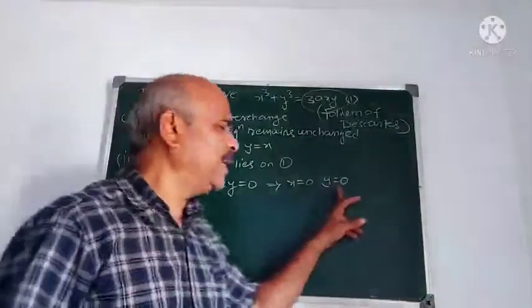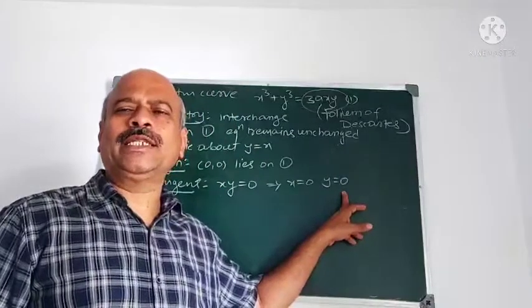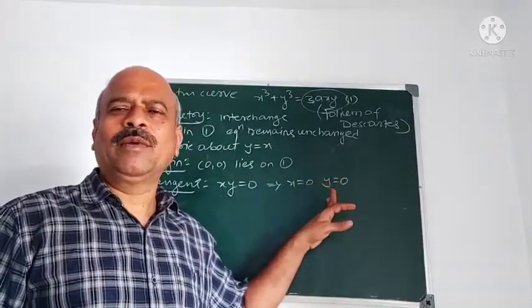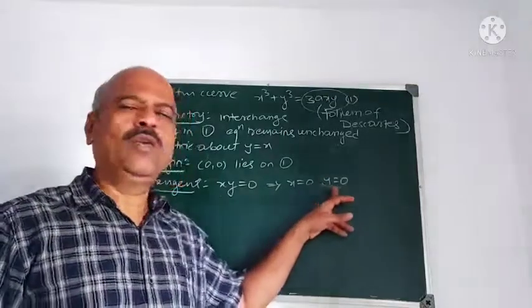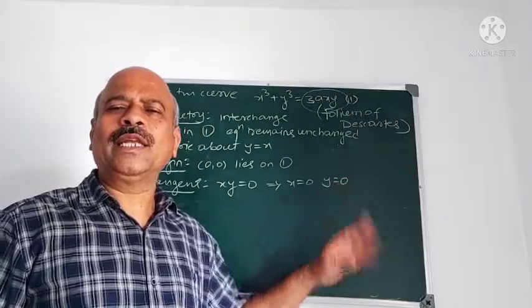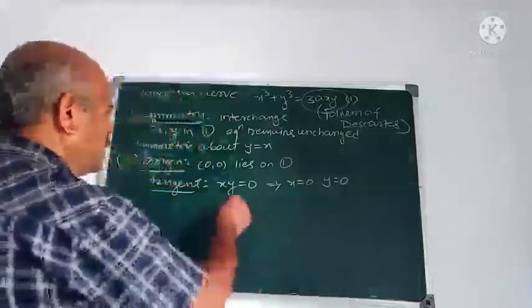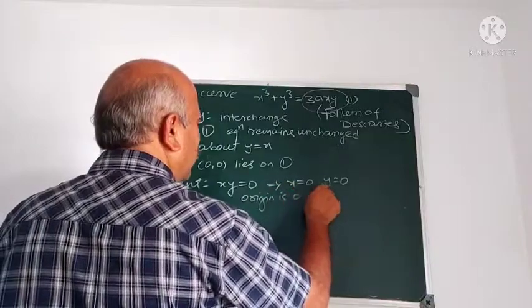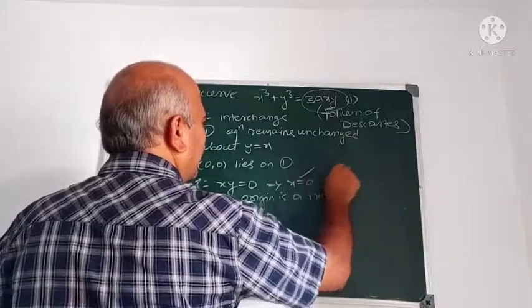So we have two distinct tangents at the origin. The origin is a double point, and what is the nature of the double point here? It is a node, because the two tangents are real and distinct. Therefore, the origin is a node.